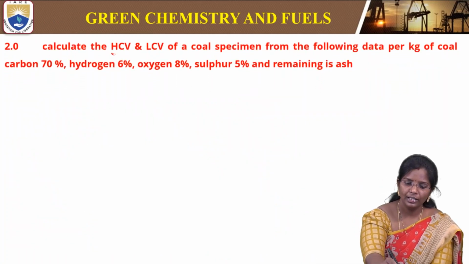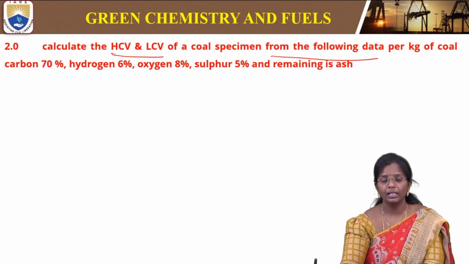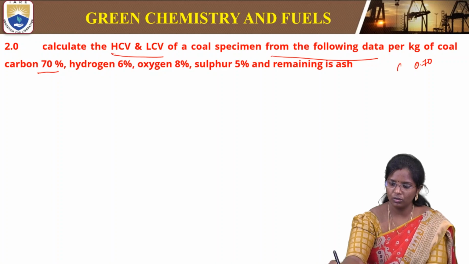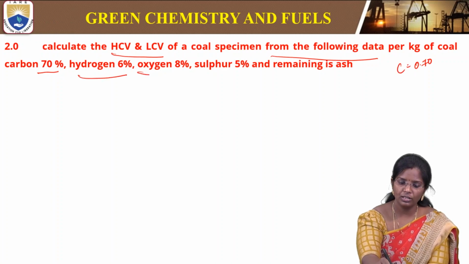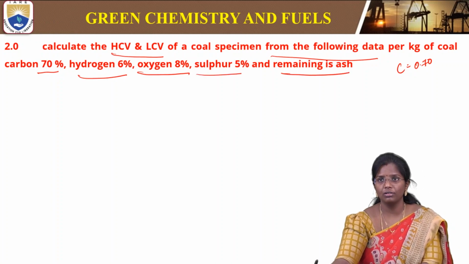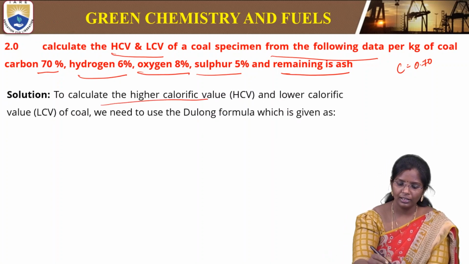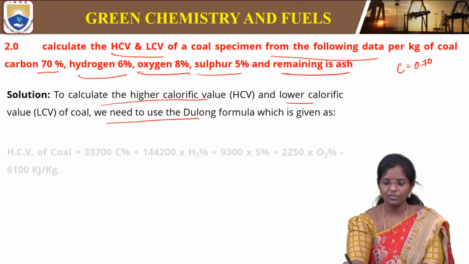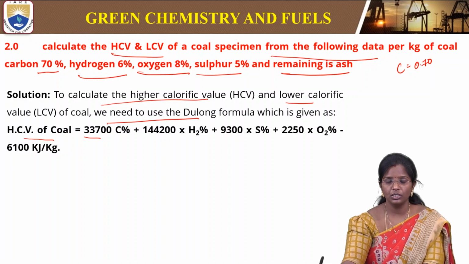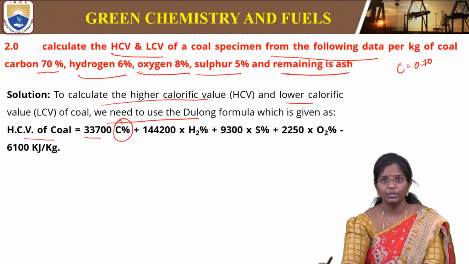Next, calculate the HCV and LCV of a coal sample from the following data per kg of coal, wherein carbon is 70%, hydrogen is 6%, oxygen is 8%, sulfur is 5%, and the remaining is ash. Ash is not contributing to any of the energy, so we need not consider it. To calculate the higher and lower calorific value, we need to use Dulong's formula, which is given by HCV equal to 33700 into carbon in percentage. Whenever it is given like this, we can substitute in percentages also.